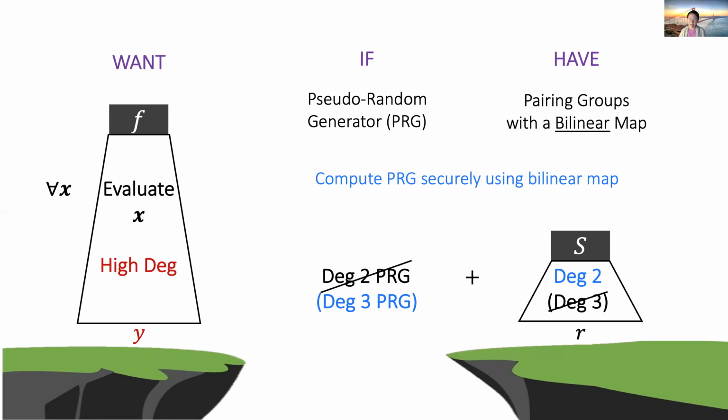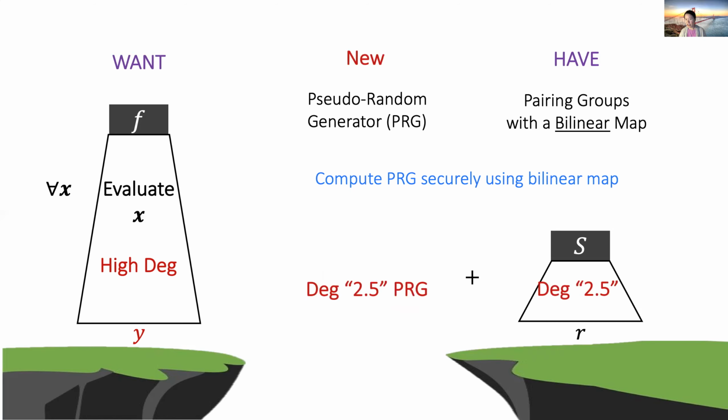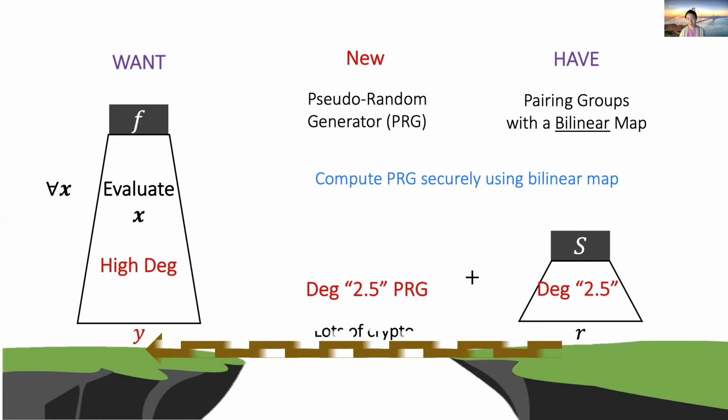So what we do in this work is that we manage to instantiate PRGs that are just slightly more complex than degree 2, which we call degree 2.5 in quotes. On the other hand, there are ways to evaluate degree 2.5 polynomials using just bilinear maps. Therefore, adding them together with lots of other cryptography, we can get I/O. So hopefully you're now intrigued about what this degree 2.5 computation is.